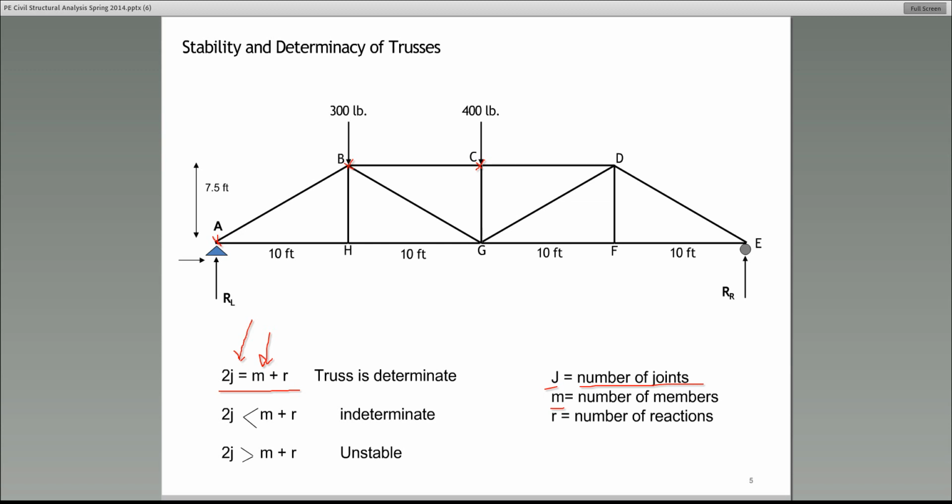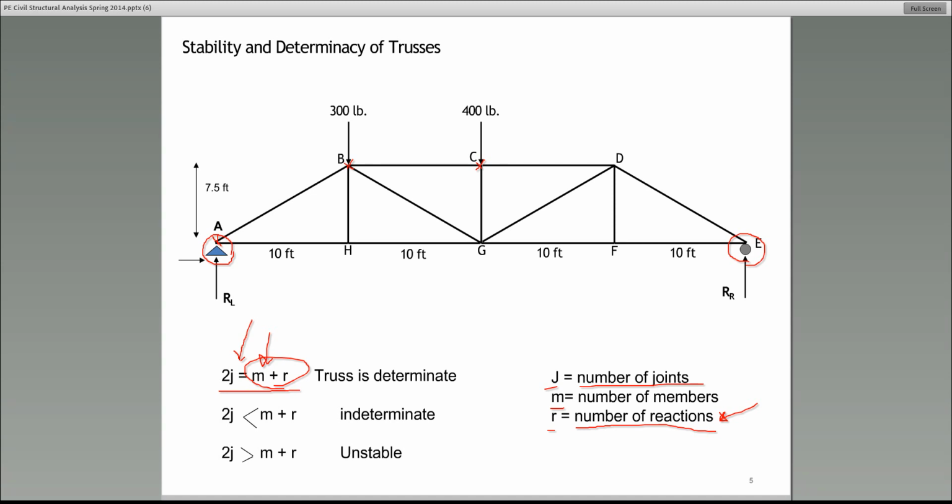Now, what about R? R is the number of reactions. Guys, these are the number of unknowns, the number of reactions at the supports. So let's take a look. Where are the supports? One support is at A, and that's a pin support. A pin support has two reactions. And then at E, we have a roller support. There's one reaction. So the total number of reactions, lowercase r, would be 3. Very good. So the right-hand side of this equation, m plus r, is 13 plus 3. I get 16, all right?